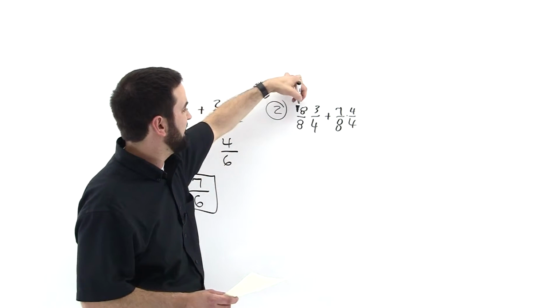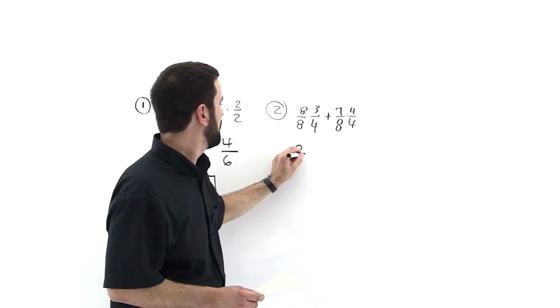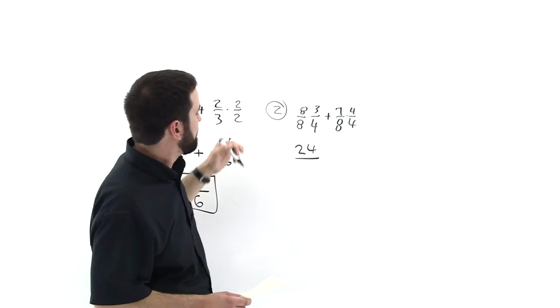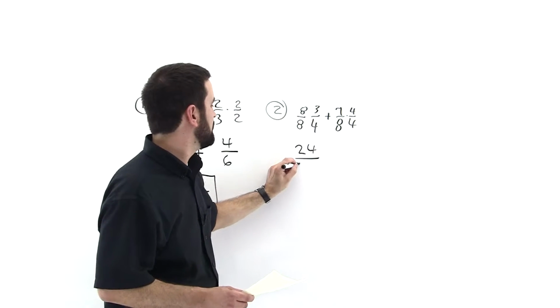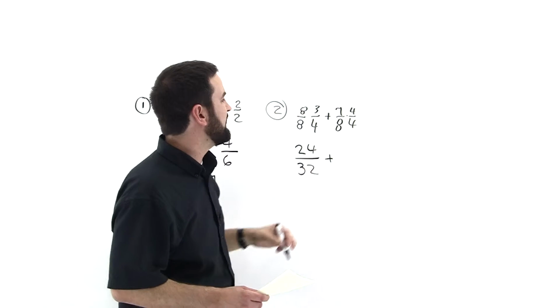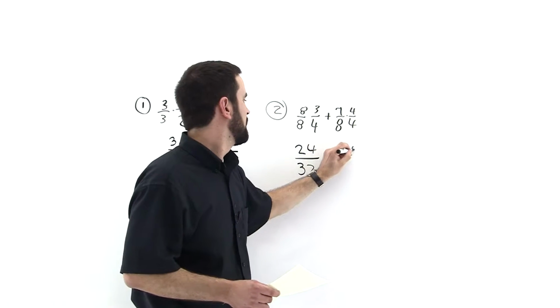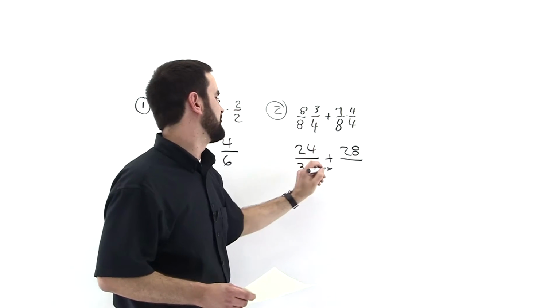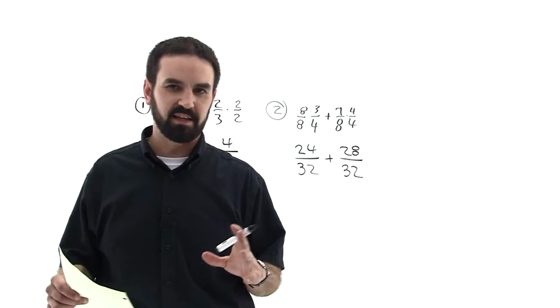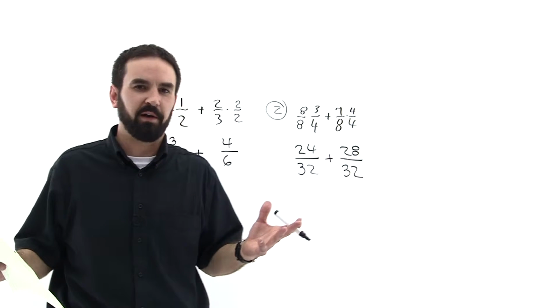Okay, so 8 times 3 is 24. And then 8 times 4 is 32. 7 times 4 is 28. And 8 times 4 is 32. See, so we always end up with the common denominator. It may not be the least common denominator, but what do we care, right?